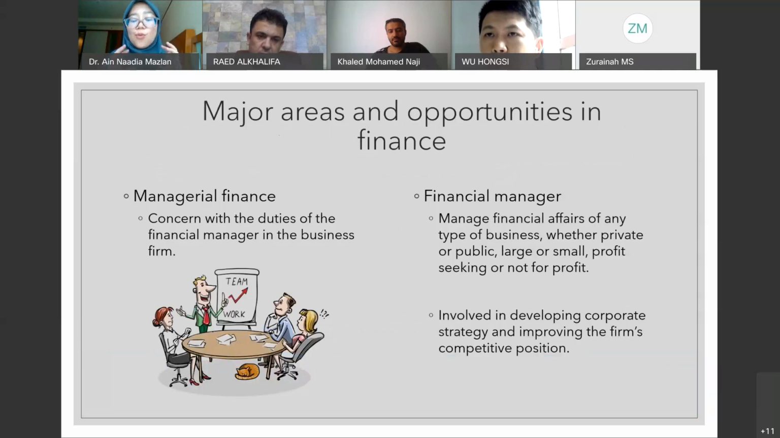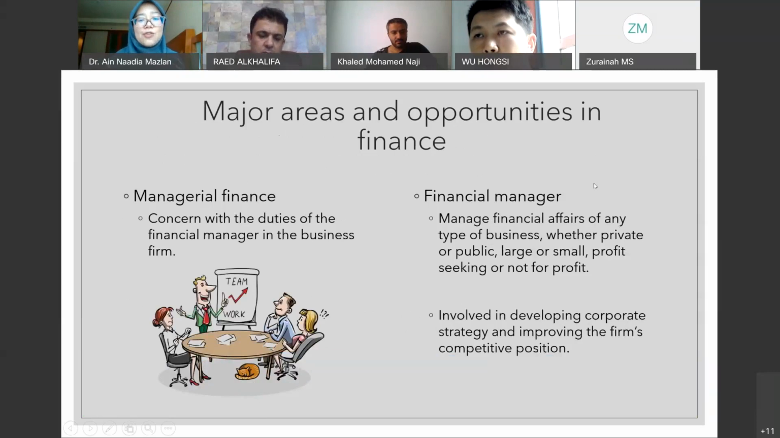So what are the major opportunities in finance? Managerial finance is concerned with the duties of the financial manager in business firms. You're not exactly going to be this managerial finance, what you're going to be in here... Oh no, sorry, I got it twisted up. You're not going to be the financial manager, but in managerial finance.